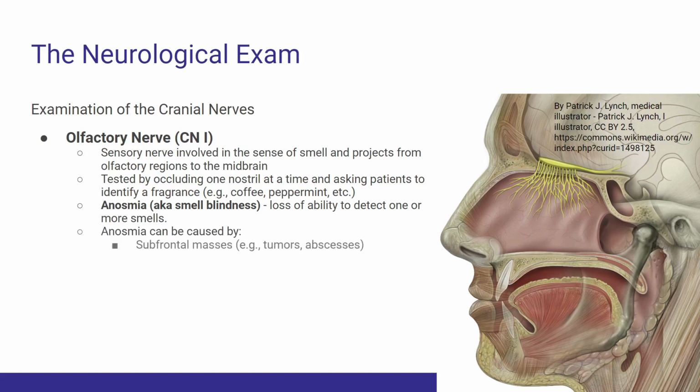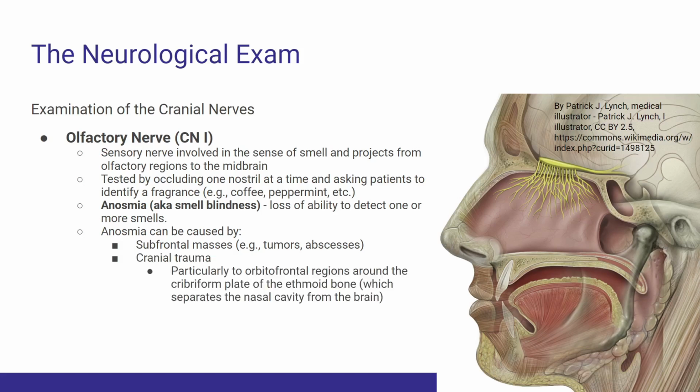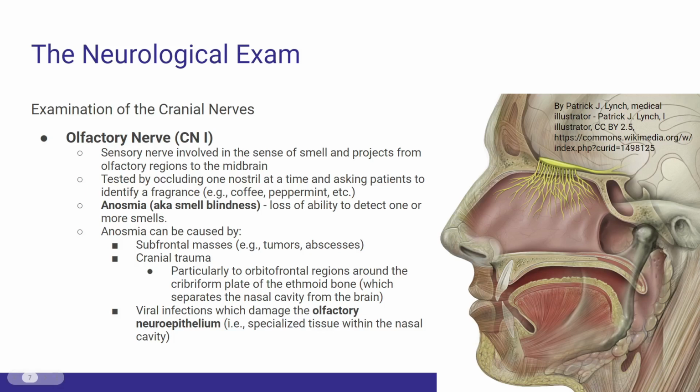And anosmia can be caused by masses in the brain, so things like tumors or abscesses, cranial trauma, and this is particularly when the damage is done to the orbital frontal regions or around the areas that separate the nasal cavity from the brain. Viral infections can also impact olfactory functioning by disrupting the olfactory neural epithelium, which is specialized tissue within the nasal cavity that can facilitate our sense of smell.